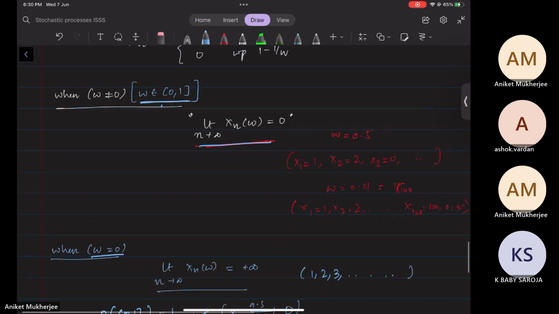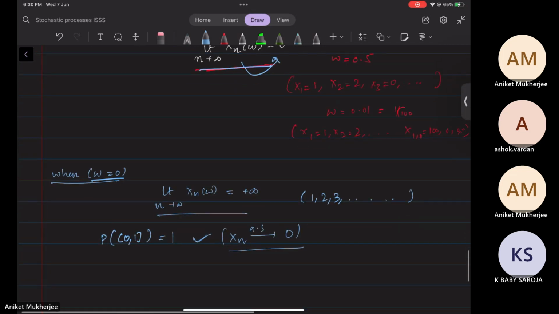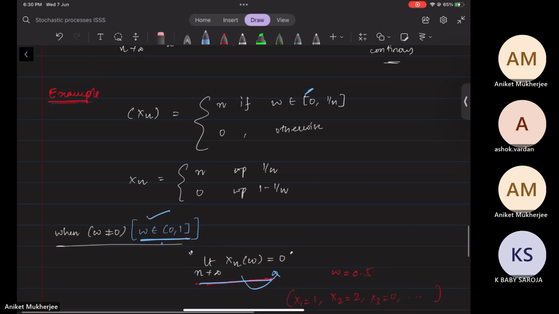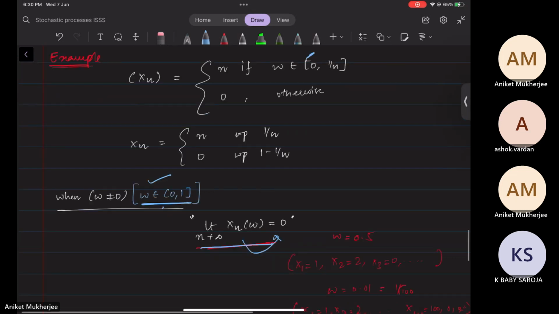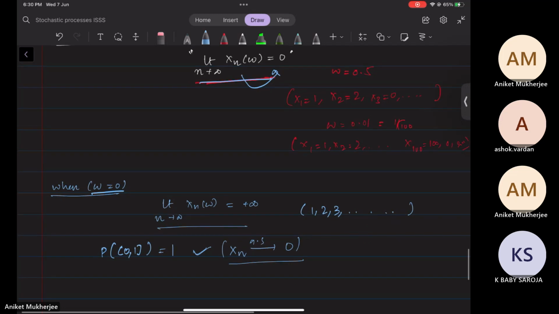Is this understood? This is how you do it. You collect all the events where the convergence happens, and then you find the probability of the convergence based on the probability space that is given to you. The probability space is given, and the sequence of random variables is given. Using those properties, you try to show whether it converges almost surely or not. Is this clear?